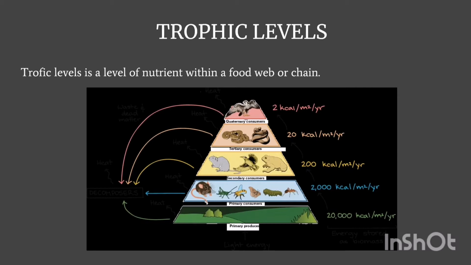It is the same as this pyramid, which is this green plant, and then primary consumers in the second trophic level, third trophic level, fourth trophic level, and so on. So, okay.